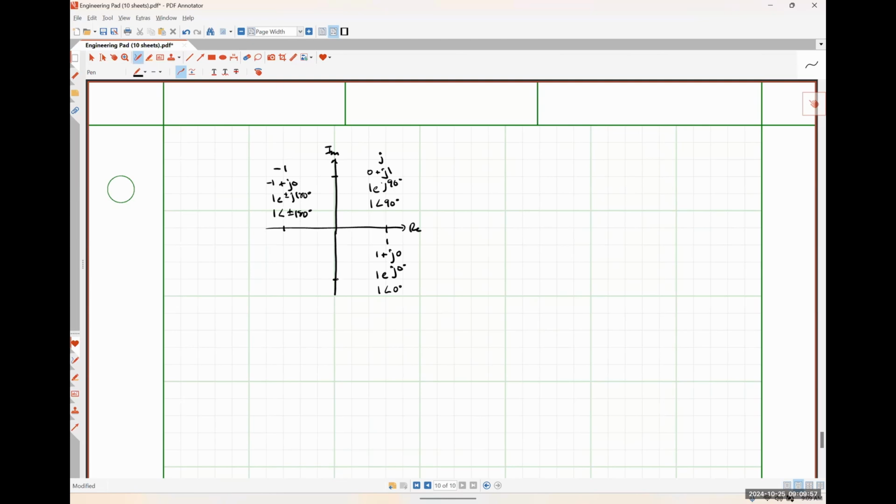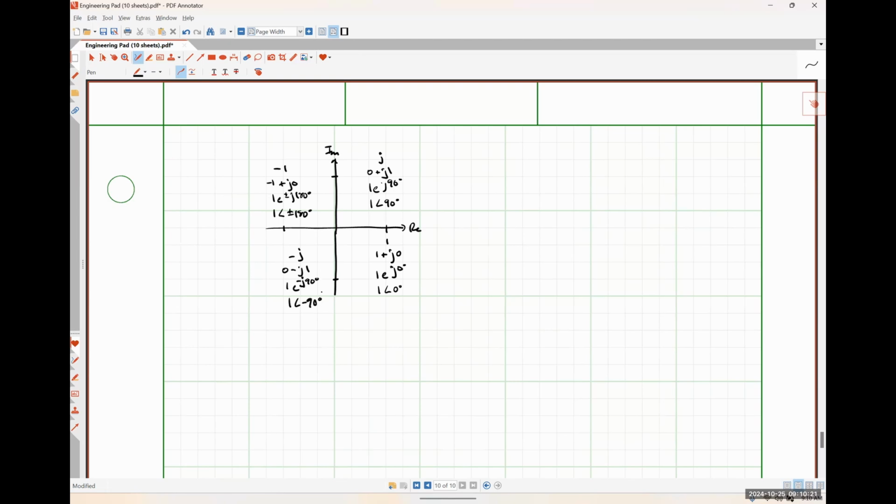And lastly, if I go down 1 unit in the imaginary direction, we would normally call that -j, or 0 minus j1, or 1e to the j -90 degrees, or 1 angle minus 90 degrees.